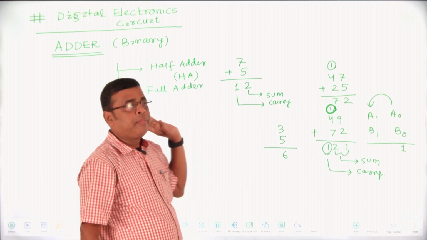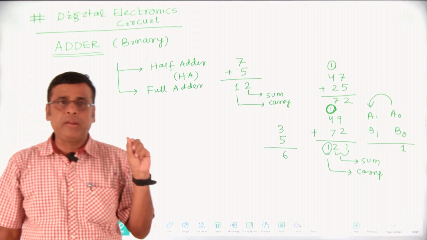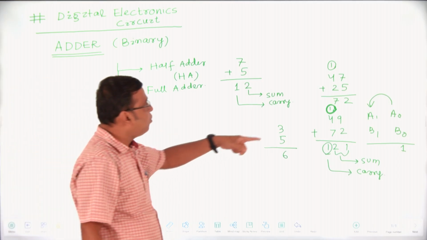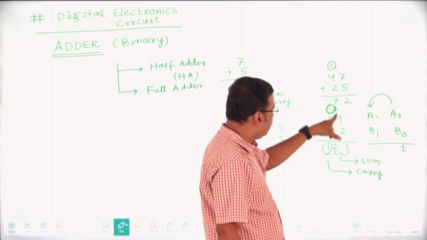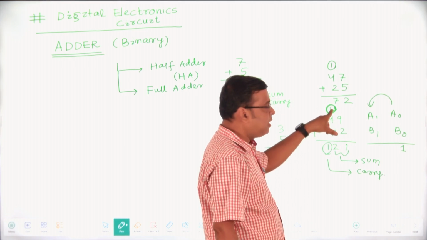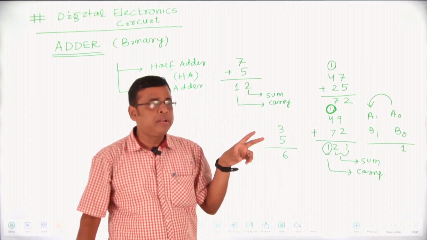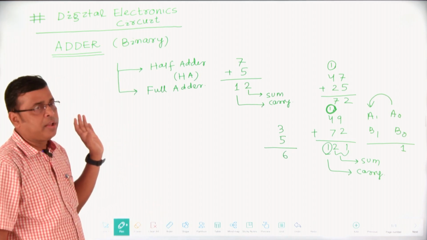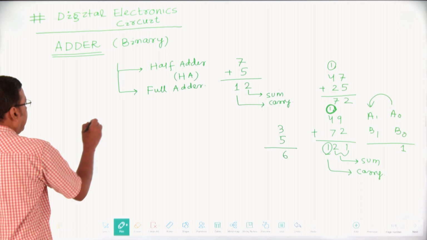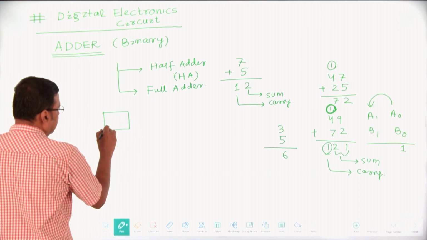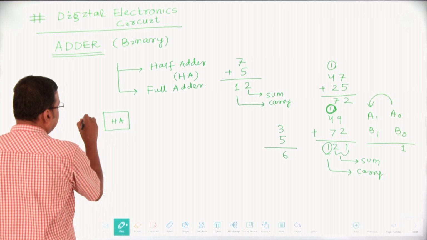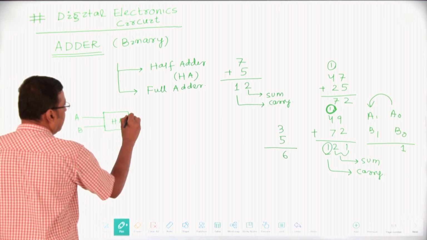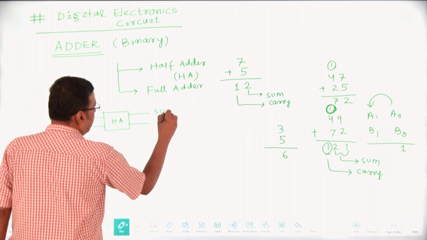So in that case, the full adder not only adds the 2 significant bits, but also considers the previous carry. That's why the full adder is a combinational logic circuit. It adds 2 significant bits, A plus B, along with the previous carry. The half adder does not add these 3 bits. The half adder only adds 2 significant bits. Suppose I say A and B, the result has one output as the sum and another one as the carry.